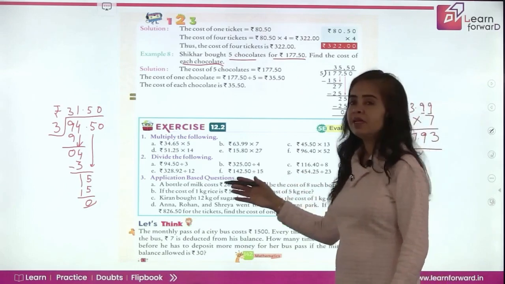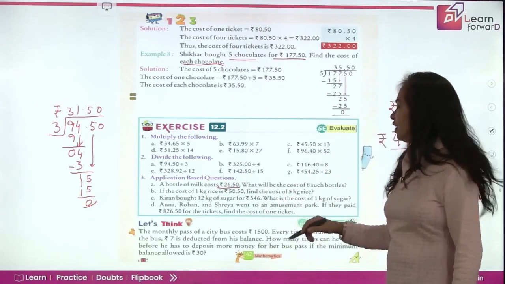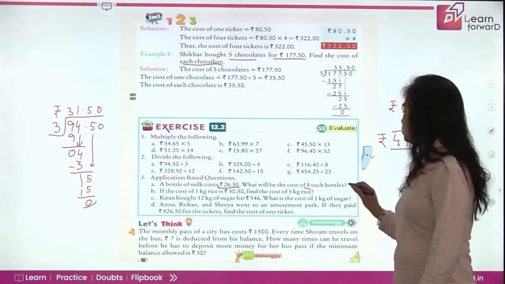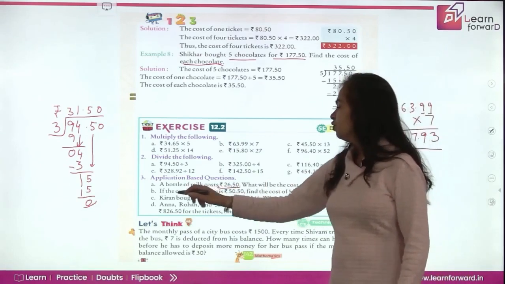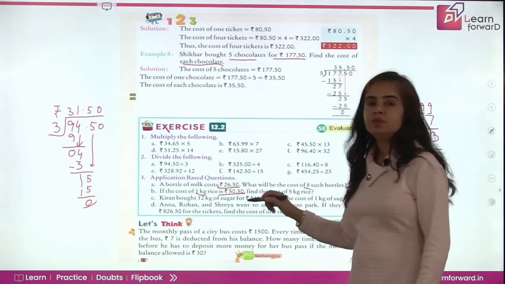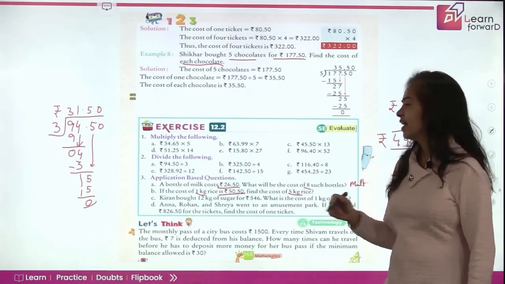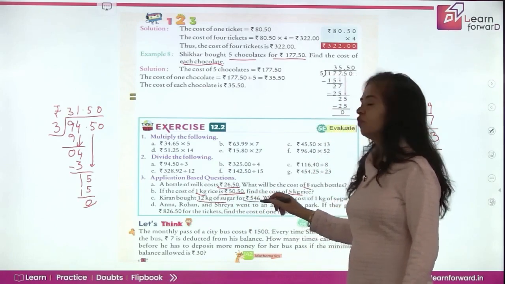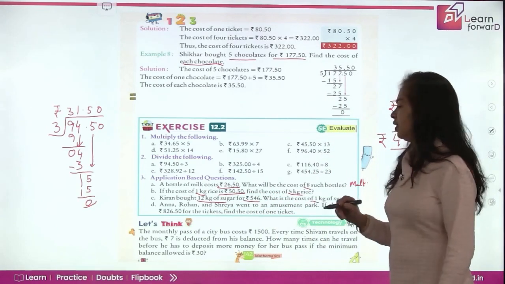Let's see some application based questions. A bottle of milk costs rupees 26.50. What will be the cost of 8 such bottles? Yes, we will do multiplication here. Next, if the cost of 1 kg rice is rupees 50.50, find the cost of 5 kg rice. Exactly, again multiplication. Kiran bought 12 kg of sugar for rupees 546. What is the cost of 1 kg of sugar?